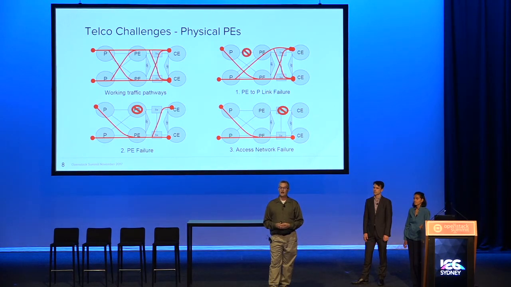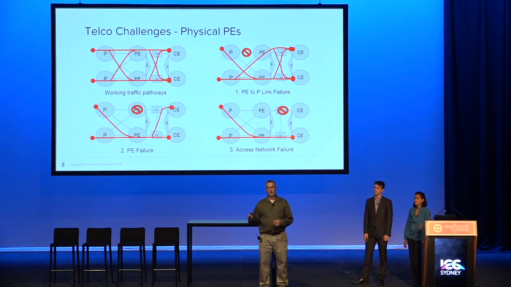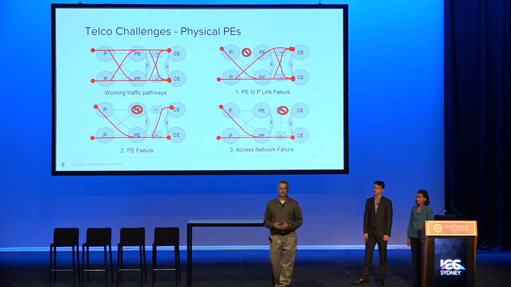And if that fiber between the PE and the P routers that you see in number 1 were to fail, we need to recover immediately. Phone calls cannot be dropped, minimum packet loss, and the customer edge can't notice it. So that's the challenge that we laid out. And the question is, can we take that PE router, put it in the cloud, and still maintain this high level of availability?